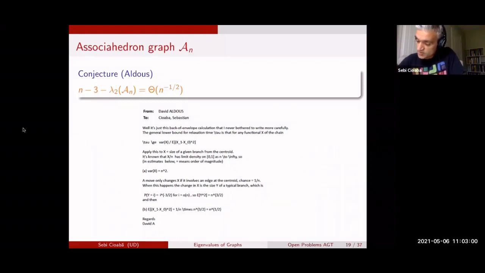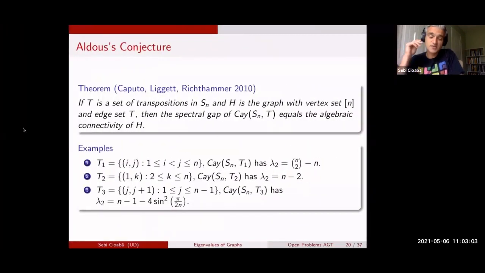Okay, so I'll switch now to a different topic. I'll talk about some Cayley graphs. Again, there's this conjecture of Aldous about the Cayley graphs generated by sets of transpositions. This was a big result: if you have a set of transpositions and you regard them as edges of a graph H on n vertices, then the spectral gap of the Cayley graph of Sn with respect to those transpositions equals the algebraic connectivity of H. I haven't defined it, but it's the second smallest eigenvalue of the Laplacian of the graph.